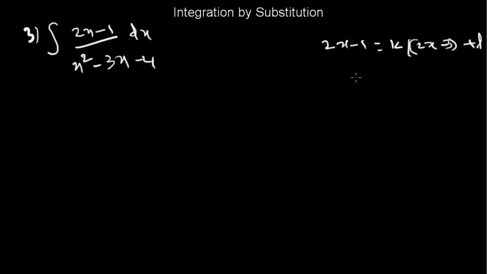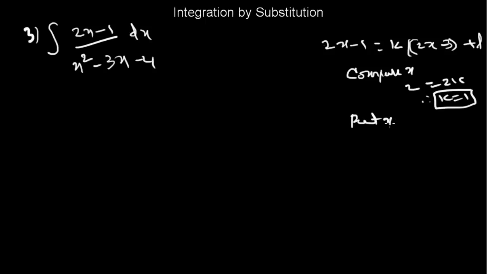Then comparing the coefficients of x, we get 2 is equal to 2k, therefore k is equal to 1. Now put x is equal to 0. Then minus 1 is equal to minus 3k plus L. Therefore, k value is substituted as 1. Minus 3 comes here, plus 3. 3 minus 1 is 2.